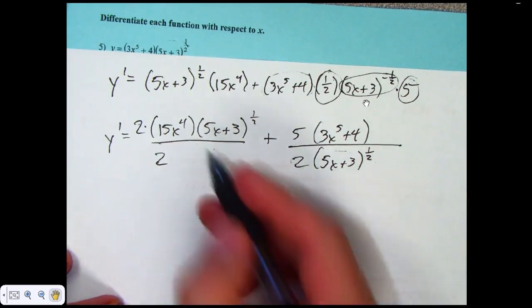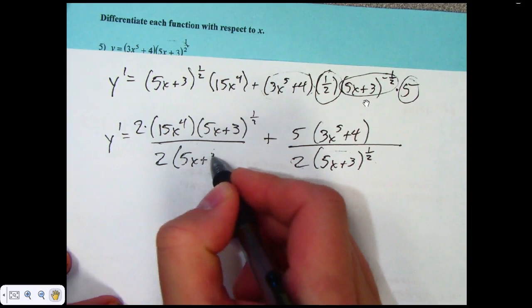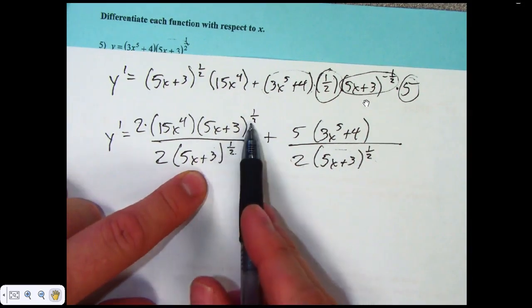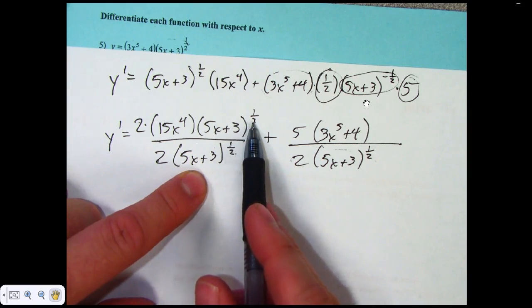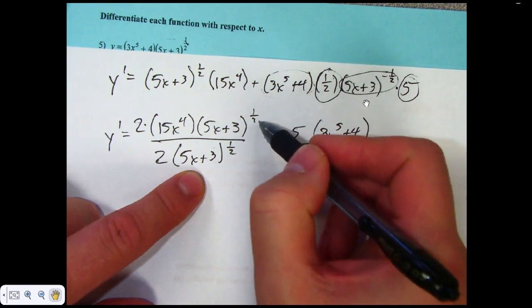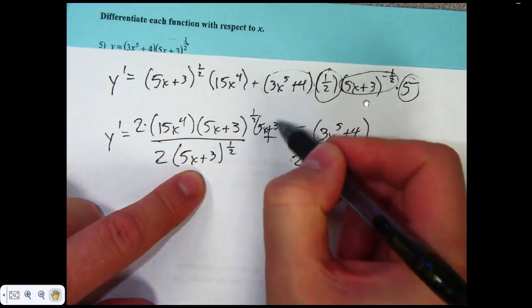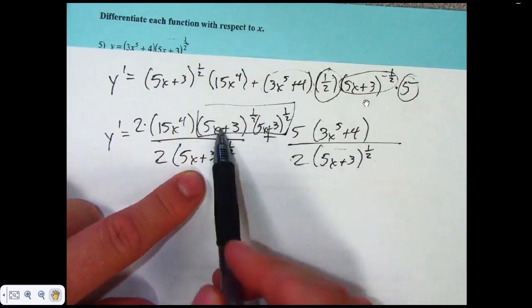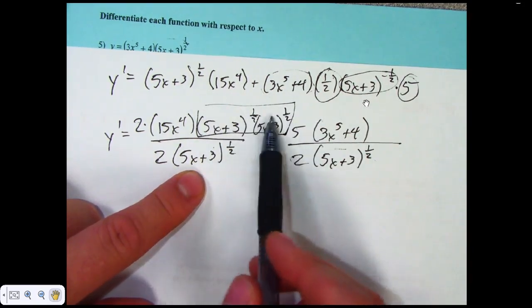And the same idea here. I need a 5x plus 3 to the 1/2 to be on the bottom over here so that it matches up. Well, if I put 1 on the bottom, I've got to put 1 on top. Well, I already had a 1/2 on top. I'm going to put another 1/2 up there. So now if I combine those, you multiply the bases, you add the powers. I really only have one of those up there.